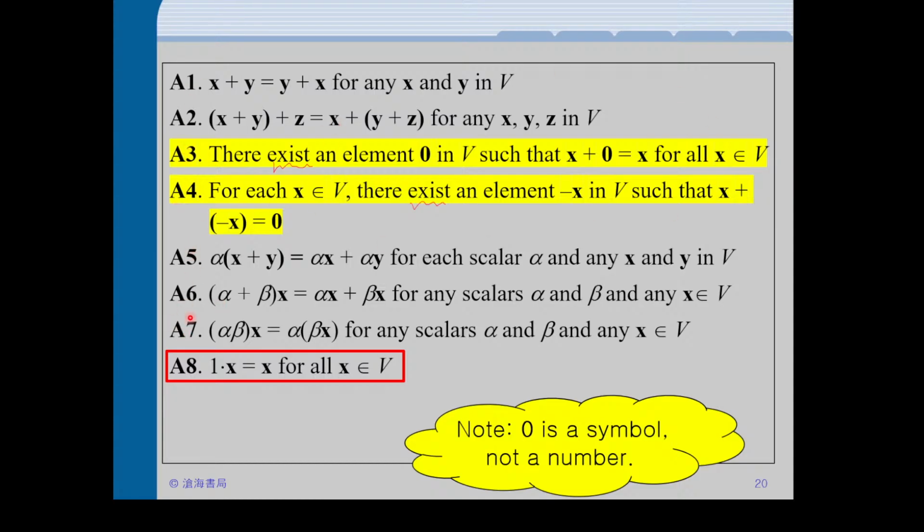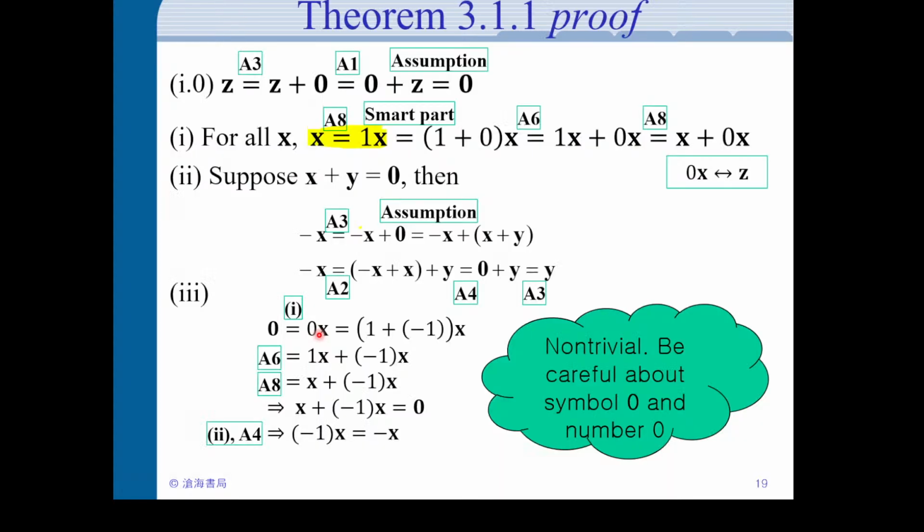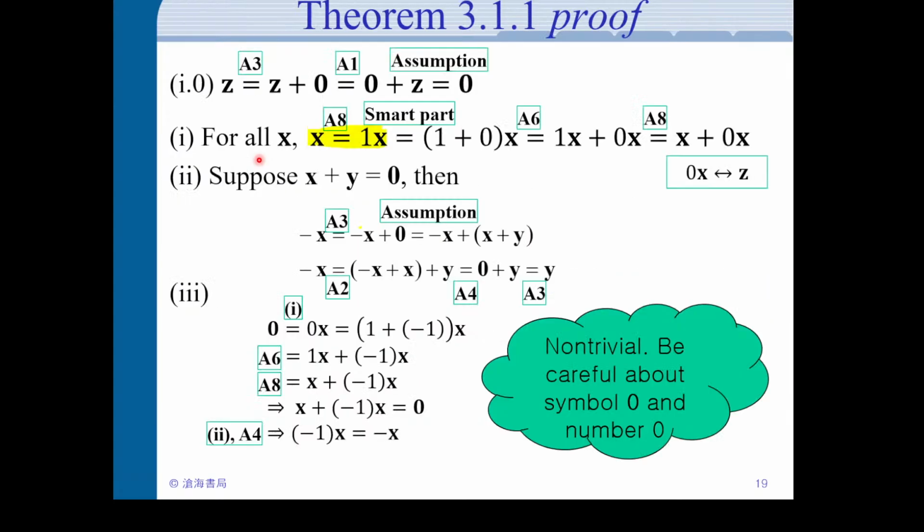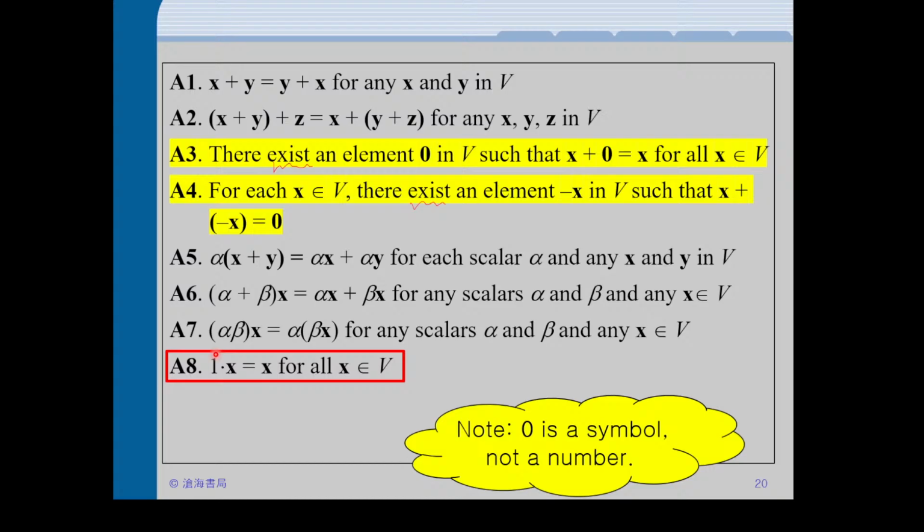And all those three side formulas have a scalar on the left-hand side and also a scalar on the right-hand side. But if you look at this equation, it has a scalar on the left-hand side and no scalar on the right-hand side. So you need some property to connect something with a scalar multiplication and something without. And that's why we must have A8 in our vector space definition.